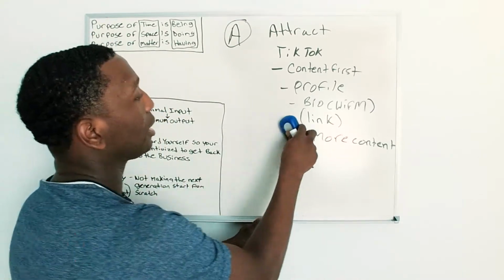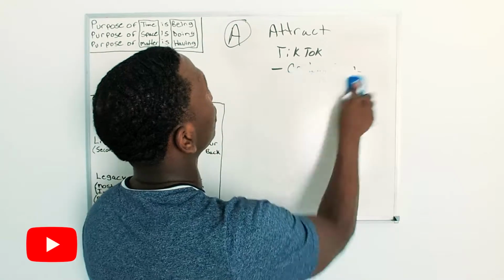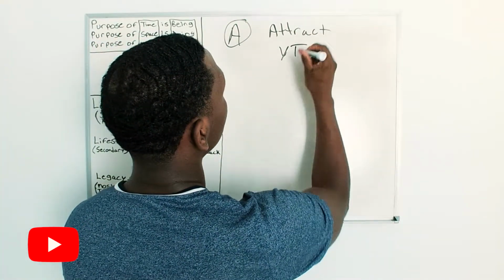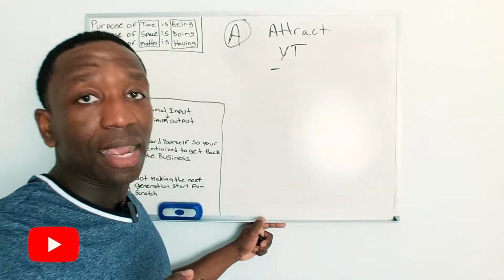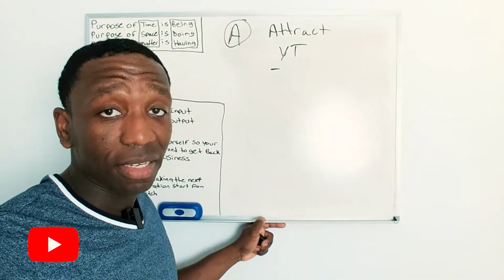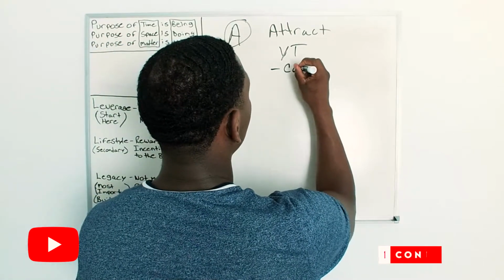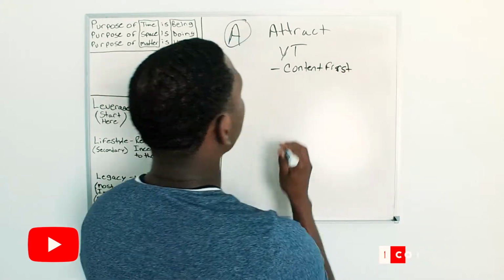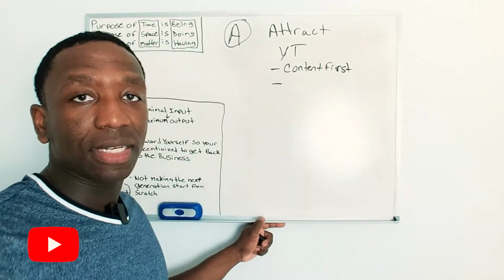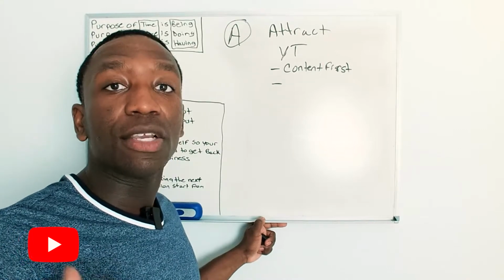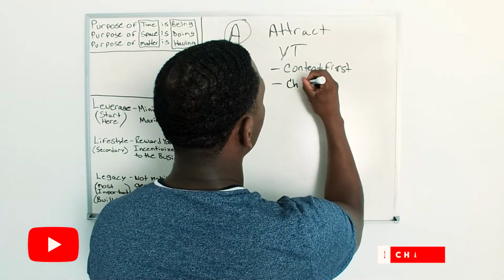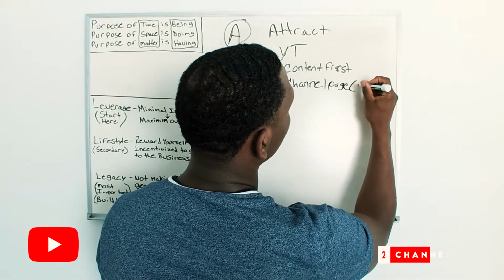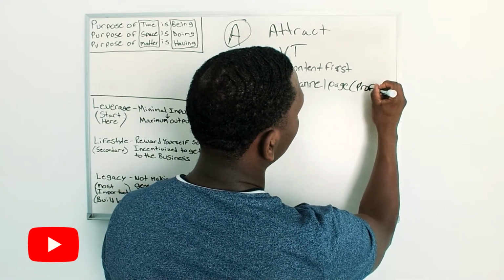All right, so let's go ahead and look at my all-time favorite, which is actually YouTube, right? When it comes to YouTube, I'm gonna just put YT here for YouTube, and now YouTube is also a content first platform. So I'll put content right here, content first. Now after they find your content, what are they gonna do? They're gonna go over to your channel page, right? The channel page for YouTube is the same thing as a profile, so I'm gonna put channel page and then profile right here, because that's basically a profile.